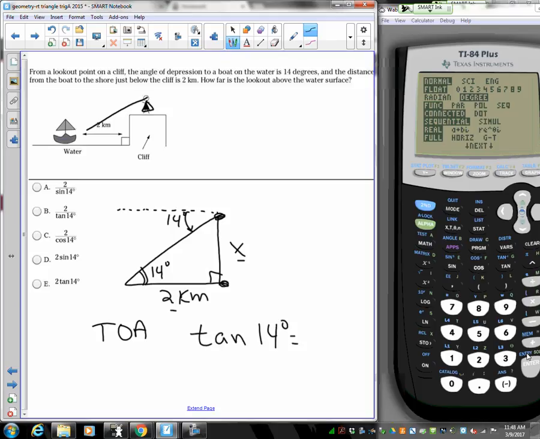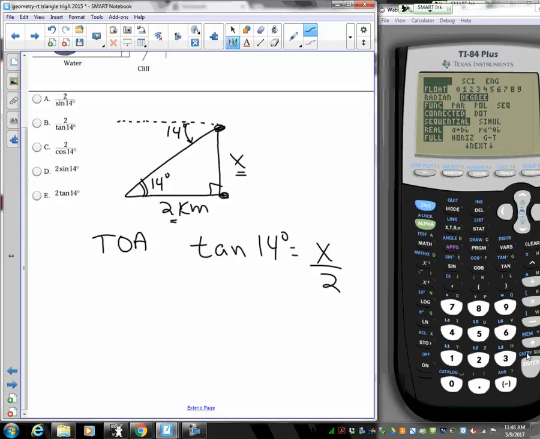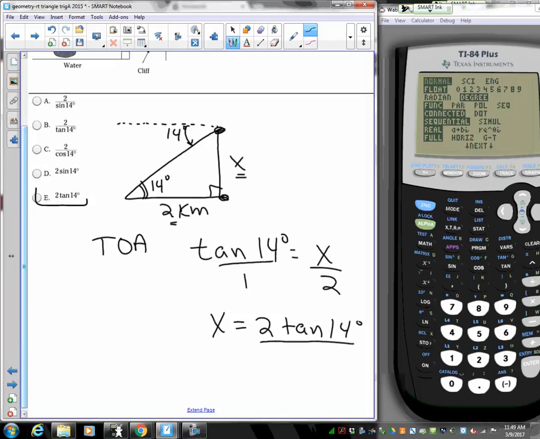So tangent of 14 is opposite over adjacent, so we get x over 2. Now, we can solve this by cross multiplying. So 1 times x is x, and then we get 2 times tangent of 14. Normally in a math class, we would just type this in, and this would be our answer. However, on the ACT, you're expected to be able to answer the questions without having a calculator. So in this case, they leave the answer in that form, 2 tangent of 14 degrees.